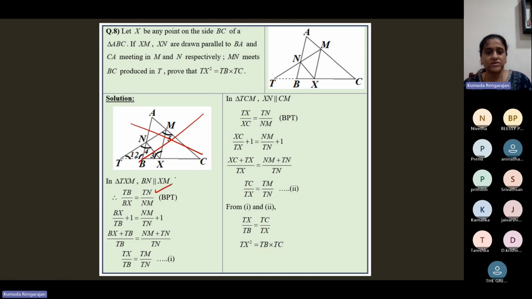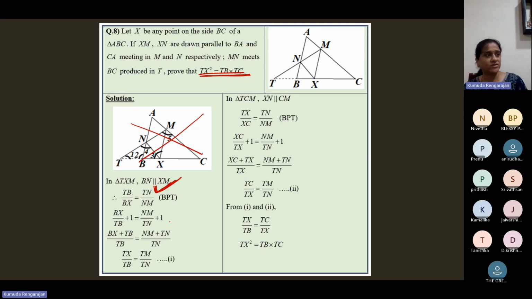I compared this with this result. Now identify the line segment which is there. TB, BX. Compare this and tell me. TB is there, then BX, TN, and then nothing is there. Only TB is in the final result. So I want TB in the denominator. So I take reciprocals on both the sides. BX by TB is equal to NM by TN.